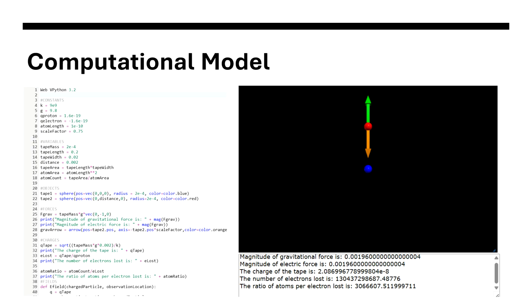This is the computational model developed from the findings of the experiment. As can be seen here, the values calculated on the previous slide align with the computational model. So this model accurately predicts the motion of two charged tapes interacting with each other. The green arrow is the electric force experienced by the system, while the orange arrow represents the gravitational force experienced by the system.